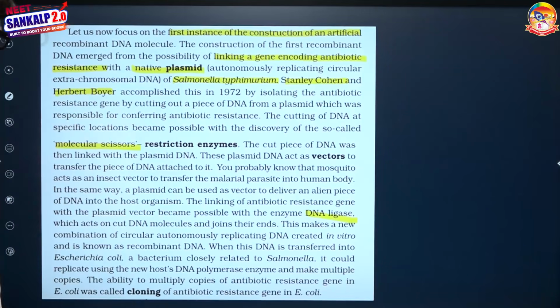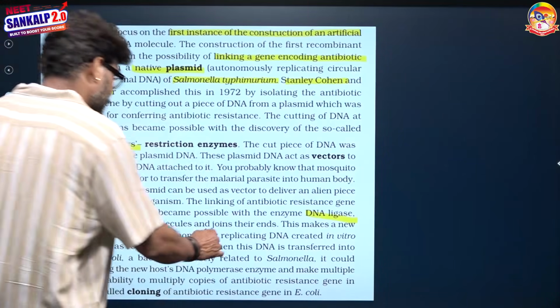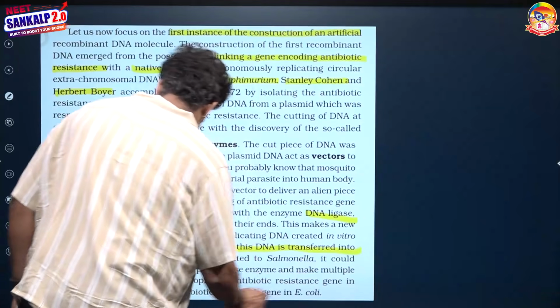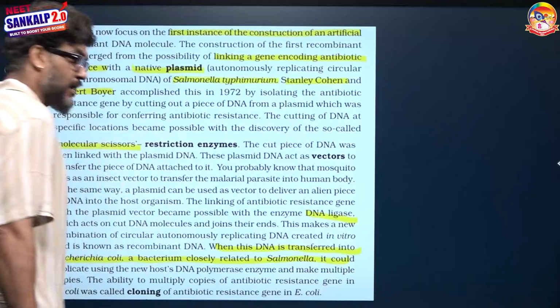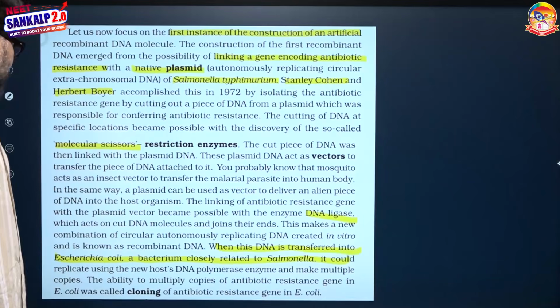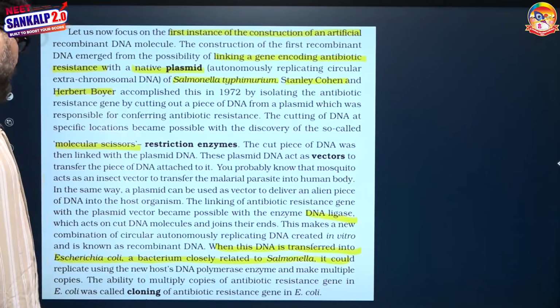Now when this DNA was transferred into the E. coli, a bacterium closely related to Salmonella, it could replicate it using the host's DNA polymerase enzyme and make multiple copies of it, and they also became resistant to the antibiotics.